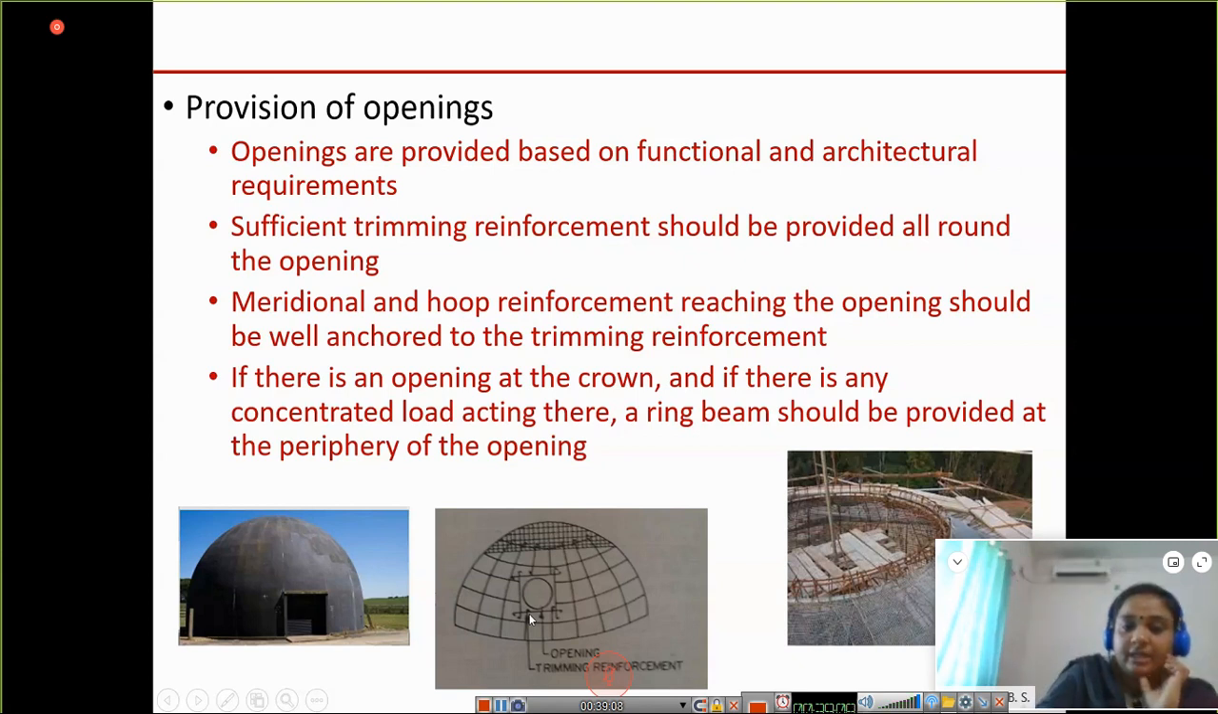Yeah, this is what I said. If there is an opening at the crown, and if there is any concentrated load acting, provide a ring beam at the periphery of the opening, right? So you need to provide the ring beam at the bottom if it is not a hemispherical dome, and also you need to provide the ring beam where you provide an opening at the top, or somewhere the meridian stress is not getting transferred properly.